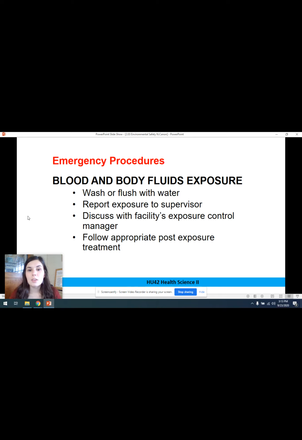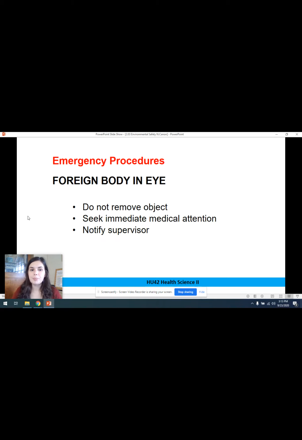You also need to discuss with your facility's exposure control manager, and they'll let you know what the next steps will be. In some cases, you may have to go and get tested for a certain pathogen, or you may need to receive some further first aid. And then follow the appropriate post-exposure treatment according to your facility.